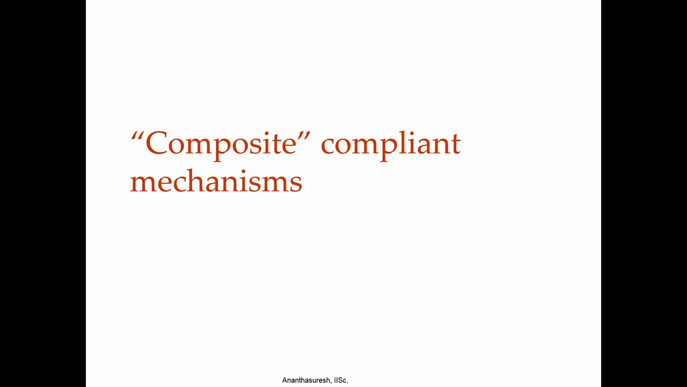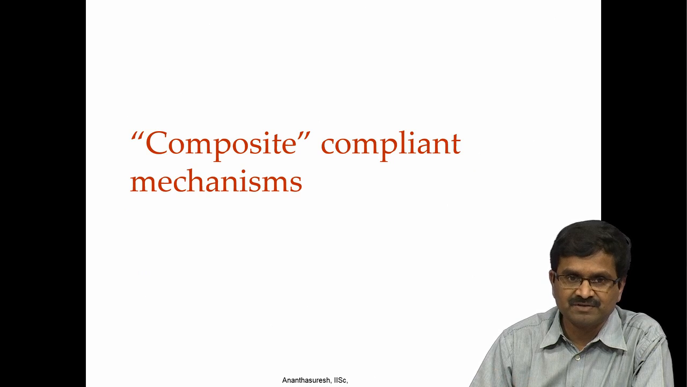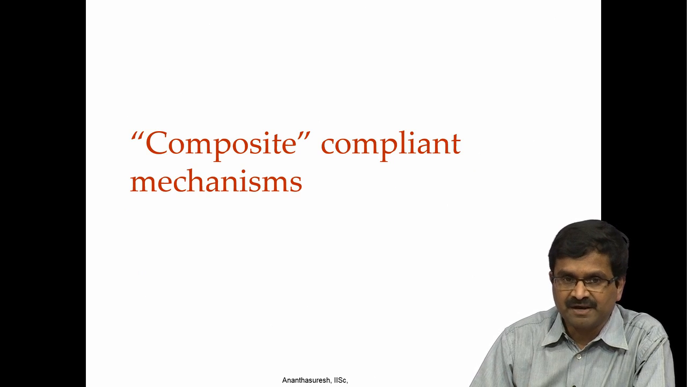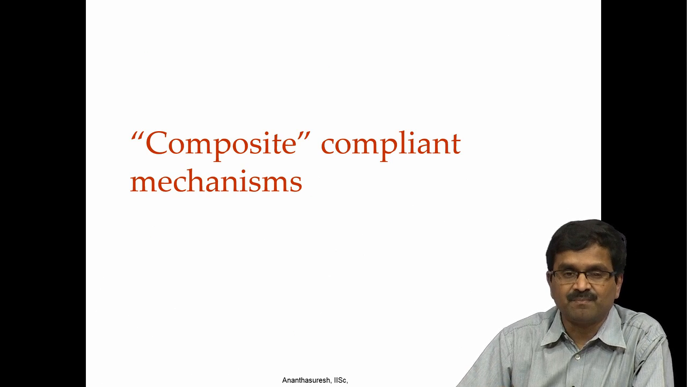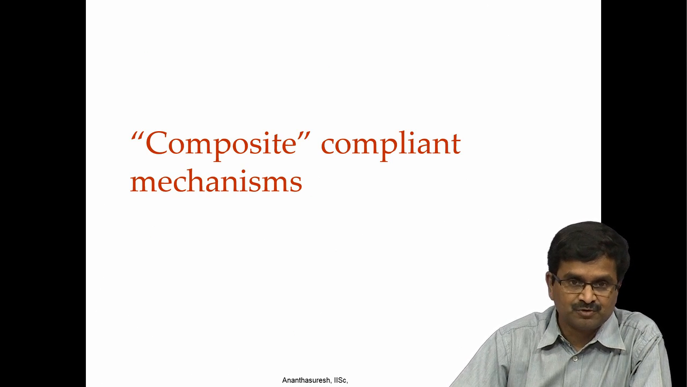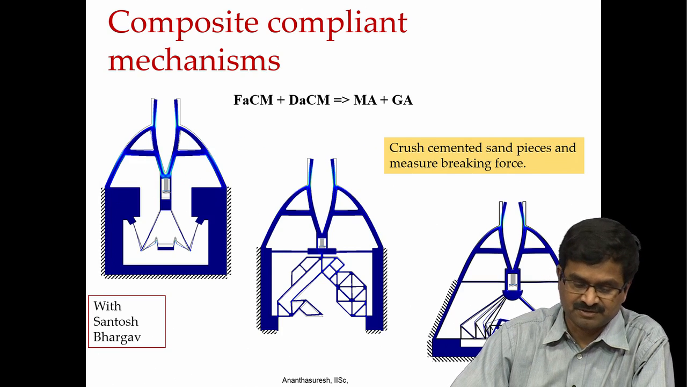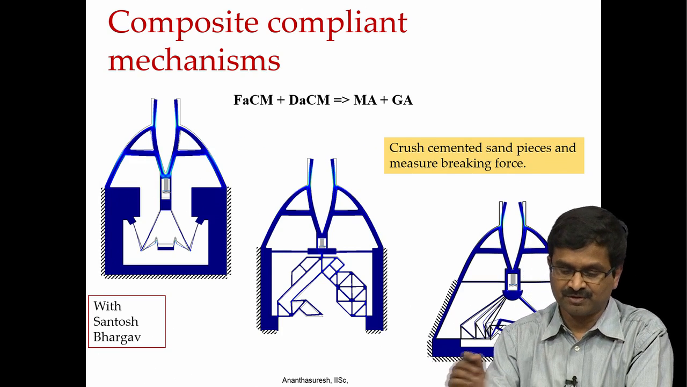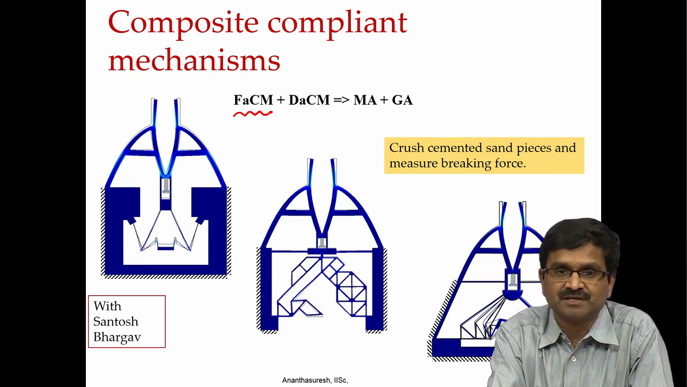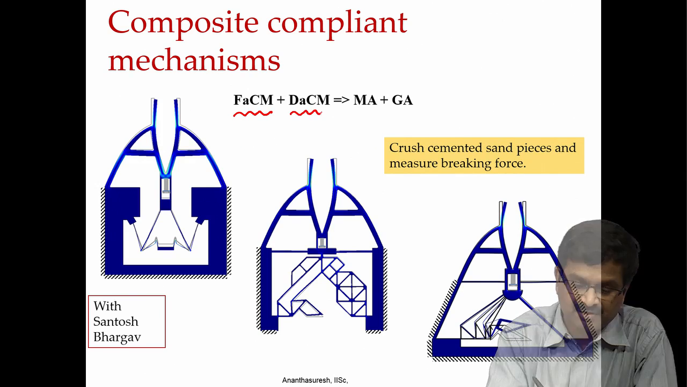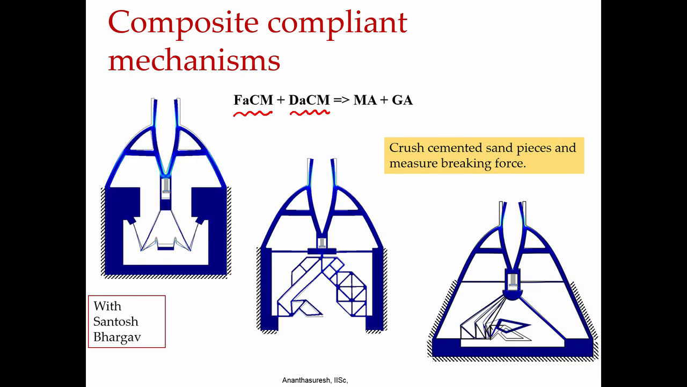Okay, now let us move on to another concept, which is called composite. Again I emphasize, it is not that compliant mechanisms are made of composite materials, but the mechanism itself is a composite of 2 or more compliant mechanisms. So, here we wanted to combine a force amplification compliant mechanism and a displacement amplification compliant mechanism into one to get both mechanical advantage and geometric advantage at different places.